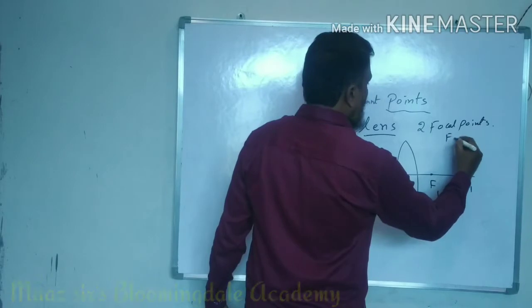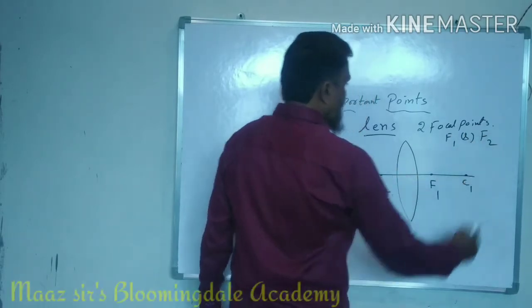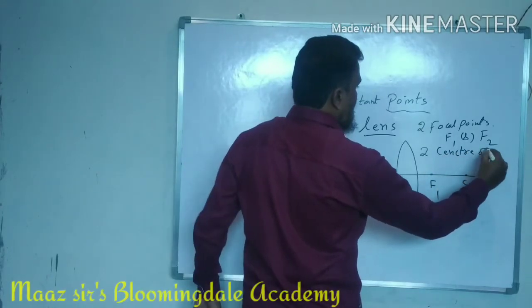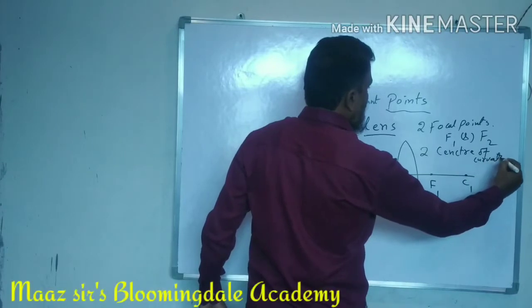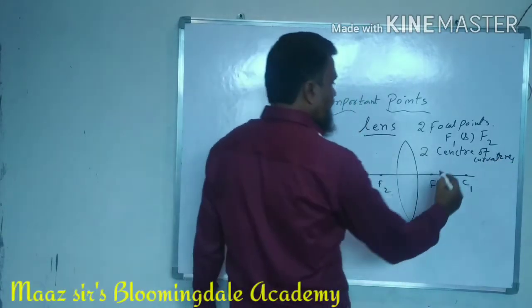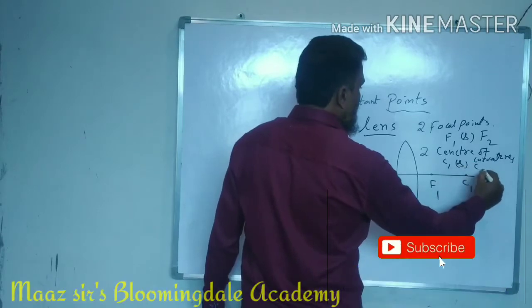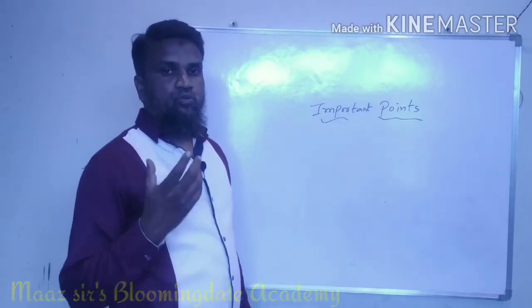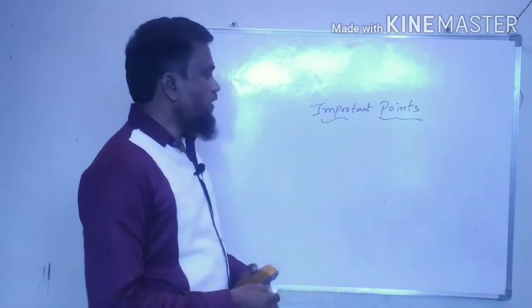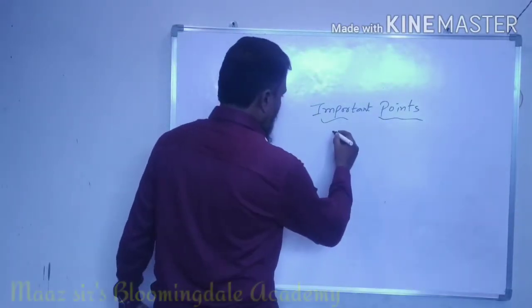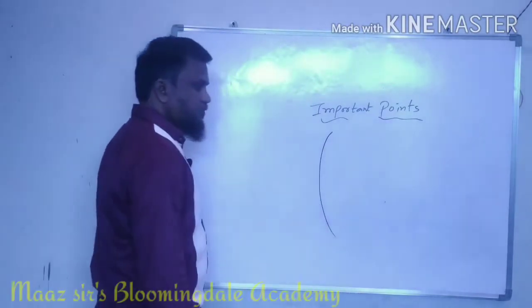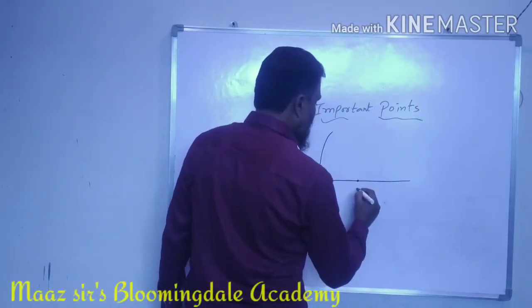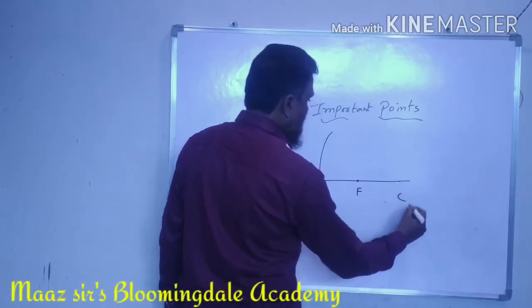So they are written as f1 and f2. A lens also has two centers of curvature. So these are written as C1 and C2. Now let us discuss why a lens has two focal points and why it has two centers of curvature. So students, for example, this is one spherical surface. This spherical surface has one focus and one center of curvature.